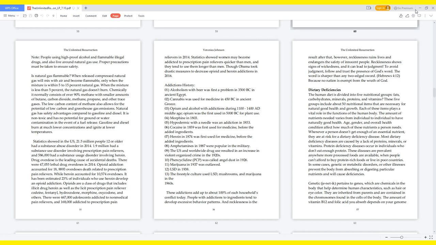To avoid judgment, follow and trust the presence of God's word. The word is sharper than any two-edged sword. Hebrews 4:12, because no nation is exempt from the wrath of God.